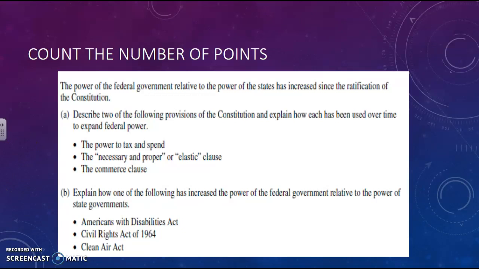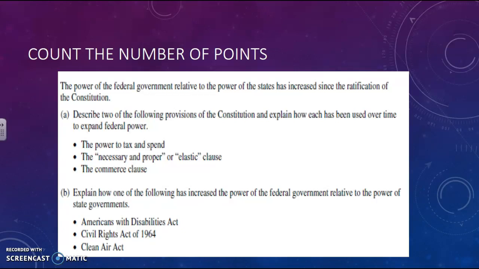Then in Part B, explain how one of the following has increased the power of the federal government relative to the power of the state government. While this may look like just one provision, it will actually be a total of 2 points in Part B because you have to explain. Typically when you have to explain, you not only have to identify whether it's the Americans with Disabilities Act, the Civil Rights Act, or the Clean Air Act, but you also have to explain what that is and how it relates to the federal government in this question. So this one is actually worth 6 possible points. It's very important that you know exactly what you have to do and how many parts there are.